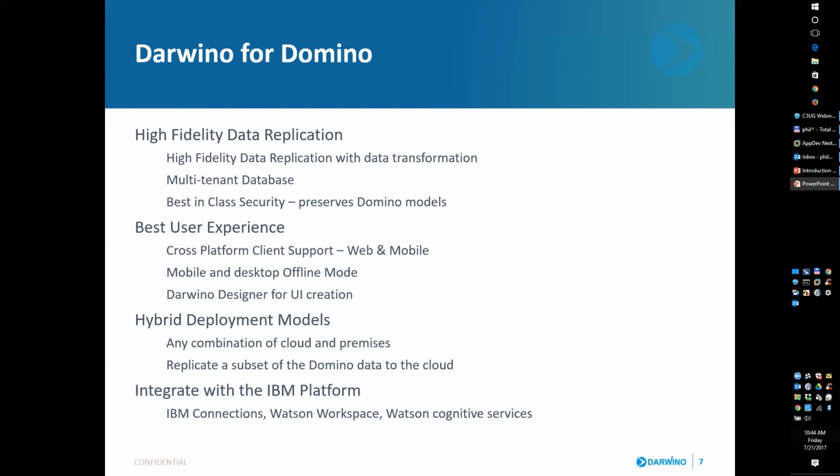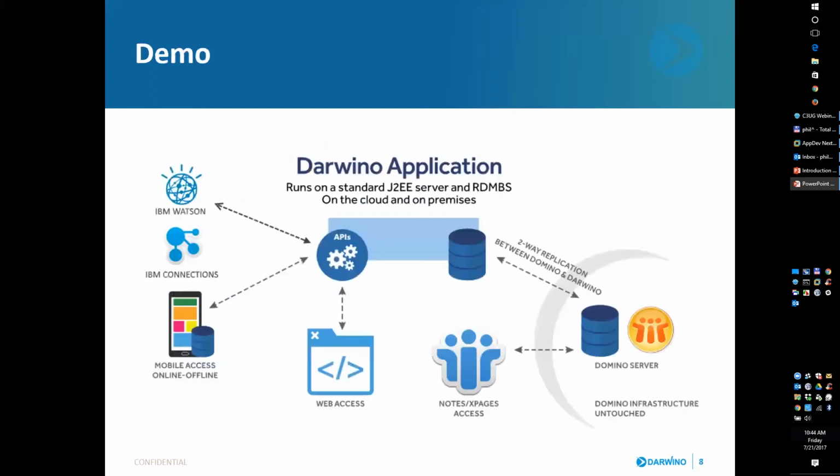And again, as I said earlier, we are fully integrated with the IBM platform. So once your Darwino app is created, you can run it within IBM Connections as community applications or widgets, and you can leverage all the Connections services, the Watson Workspace services, and the Watson Cognitive services. All is pre-integrated. So let's start with the first demo.